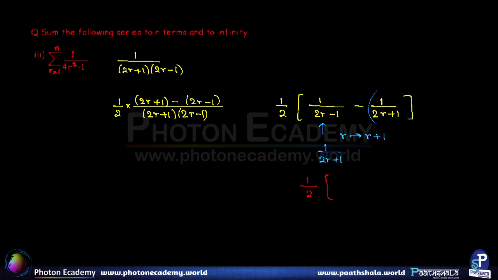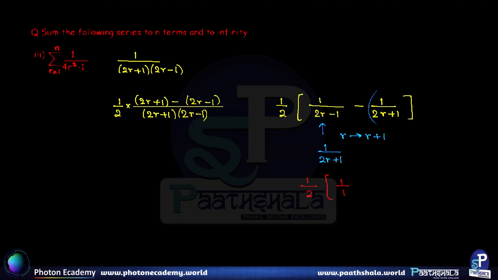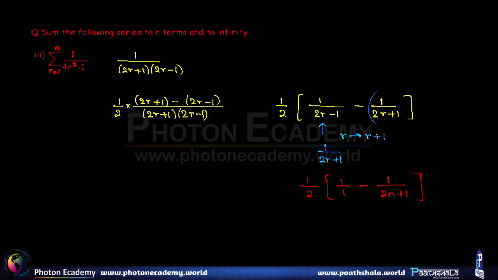The first term is 1 upon 1 because r starts from 1, so that is 1 upon 2 minus 1, so 1 upon 1, minus the last term, which will be 1 upon 2n plus 1. Okay, so for n terms this is the sum, and if you have to calculate till infinity, then this will become 1 upon infinity, so that is 0. So our final answer in that case will be just 1 by 2.